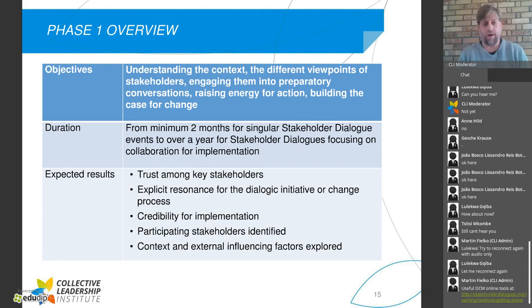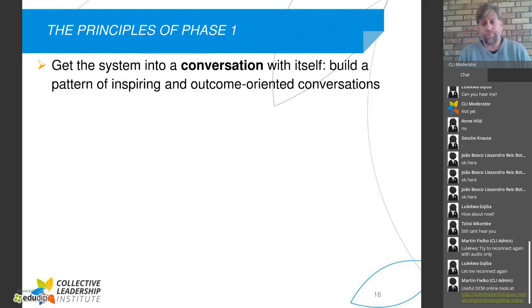Some of the results that we expect from a phase one are trust among the key stakeholders, having that resonance for the initiative, having the credibility built within that core group for making the implementation, and getting the stakeholder system mapped out and identified, and also having the different context and factors that influence the initiative explored. One of the things that we like to say, a principle, is we like to get the collaboration system into a conversation with itself. That's really about creating the space for fruitful dialogue, which is generative, which is directed towards outcomes. And that, I think, is such a key aspect of the foundation of building a stakeholder system.